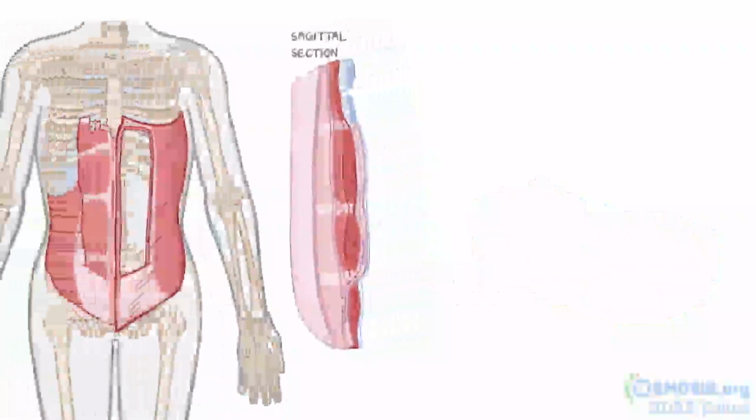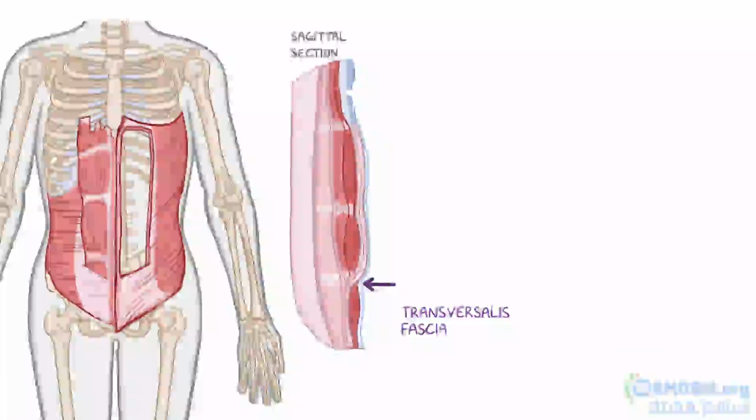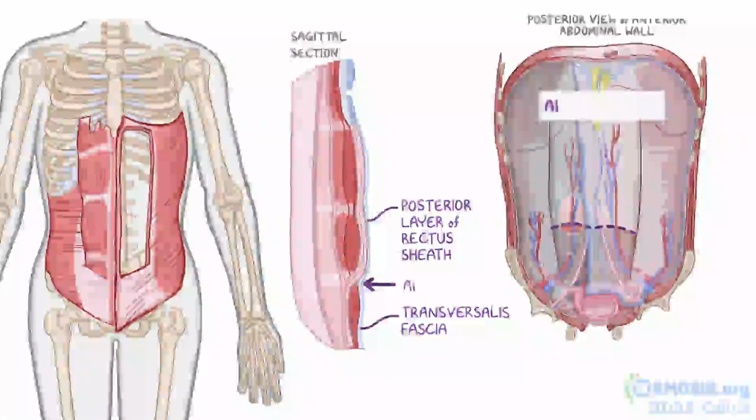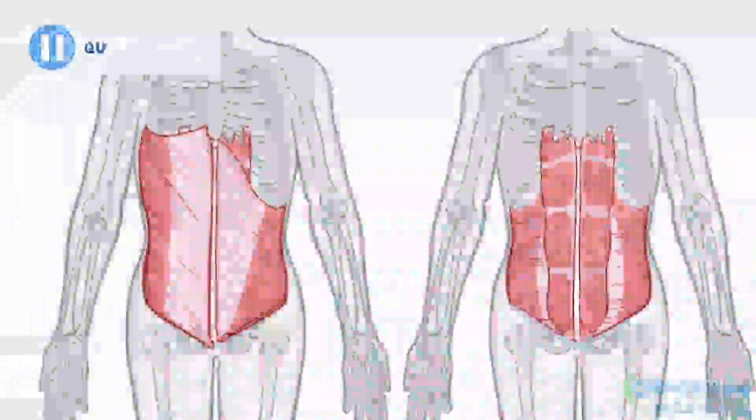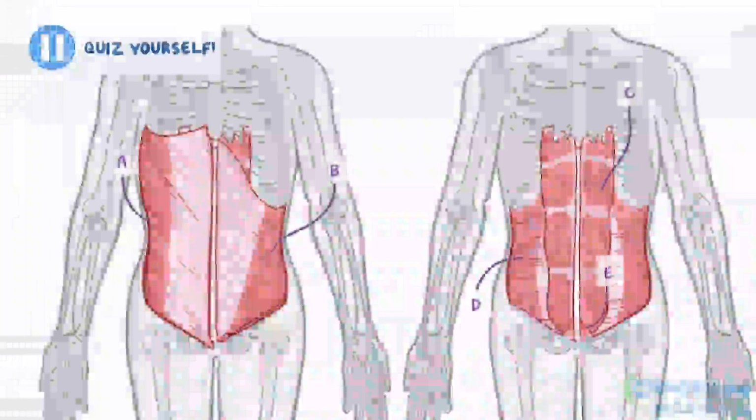The transition between the thin transversalis fascia covering the inferior quarter of the rectus abdominis and the posterior layer of the rectus sheath covering the superior 3/4 is demarcated by an anatomical landmark known as the arcuate line. Now, can you identify the 3 flat abdominal muscles and the 2 vertical muscles on this image?